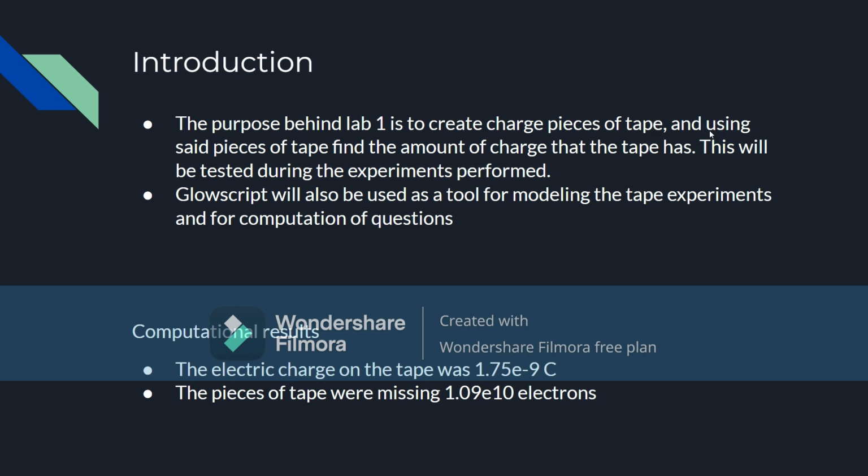Introduction. The purpose behind Lab 1 is to create charged pieces of tape, and using said pieces of tape, find the amount of charge that the tape has. This will be tested during the experiments performed. GlowScript will also be used as a tool for modeling the tape experiments and for computation of questions.